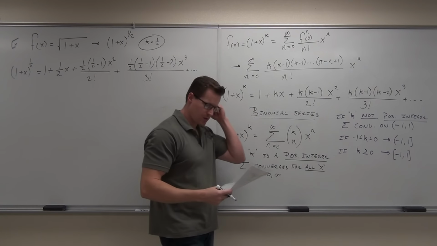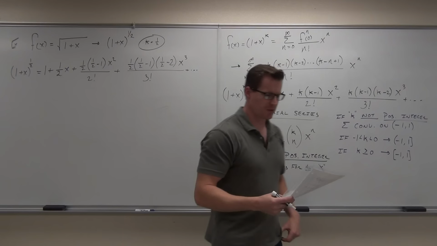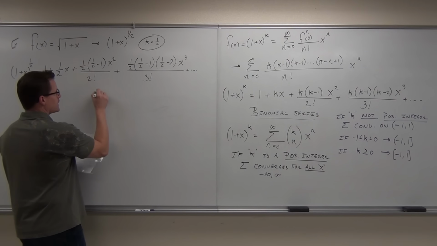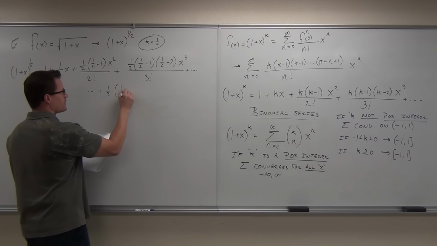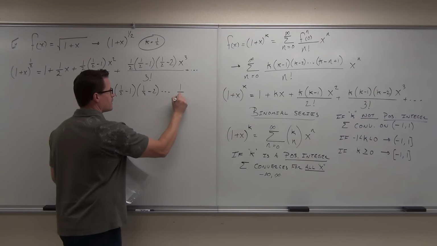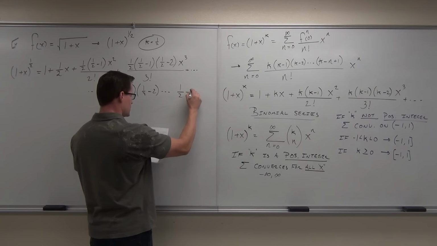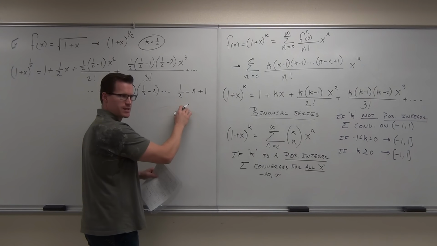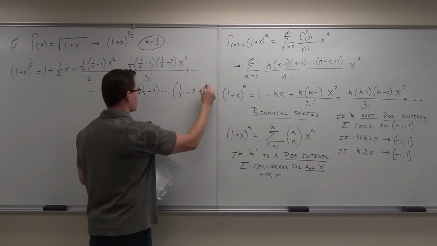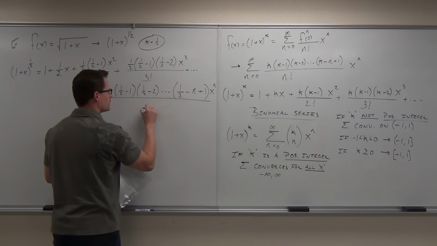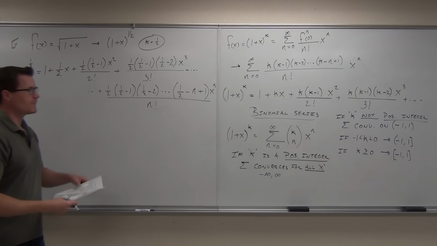Okay, very good. Now, ultimately, what we're going to get down to is we're going to get this: 1/2, 1/2 minus 1, 1/2 minus 2, down to 1/2 minus n plus 1. Do you remember that term? k minus n plus 1, okay. And we would have x to the nth all over n factorial. That's where we would end.